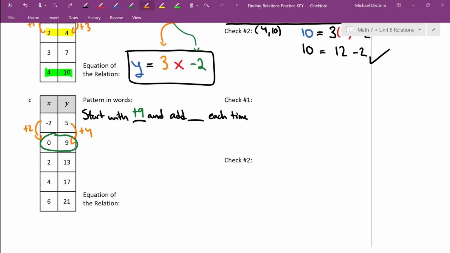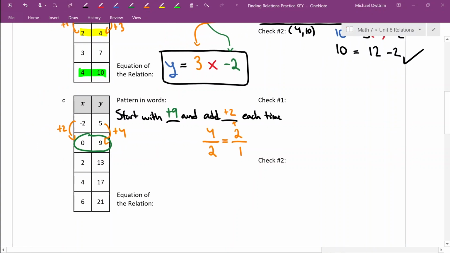So what are we doing each time? Well, we know that we are going up by 4 in y every time we go up by 2 in x. So we want to figure out, well, how much am I going up by to go up by 1 in x? And obviously 4 divided by 2 gives me 2. So I'm actually adding 2 every time my x goes up by 1.